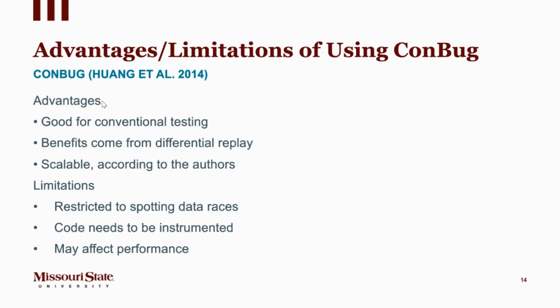Now we're going to be moving on to the limitations of using ConBug. ConBug is restricted to spotting these bugs through data races, which is what happens when multiple resource usages occur over a single thread, which is where these concurrency issues can be detected. When using this approach, the code will need to be instrumented, which means that extra measures will need to be added to the code to help find these errors. But when we add these extra measures, the performance can tank, causing issues. That's another limitation to using it.